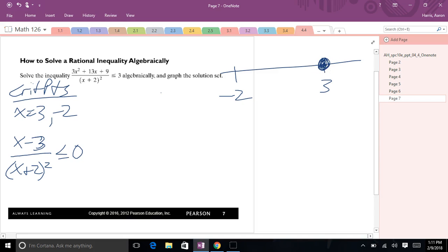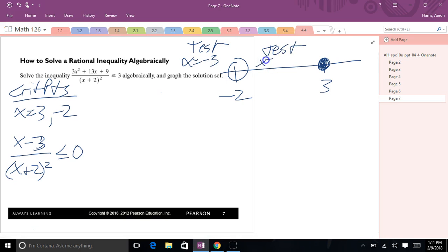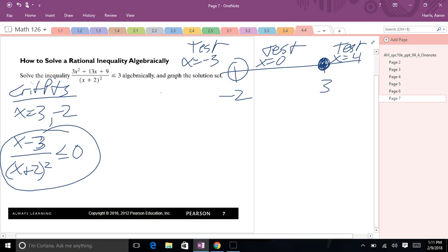I throw negative 2 in, it's going to be undefined. So anytime I have an undefined critical point, you're not going to include that. And now we just have to test something out here, like a negative 3, and test something between them. 0 is always good if it's between them. And test something out here, like a 4. And again, I'm just plugging it back into here to see if it works.